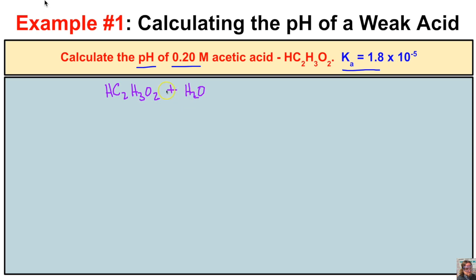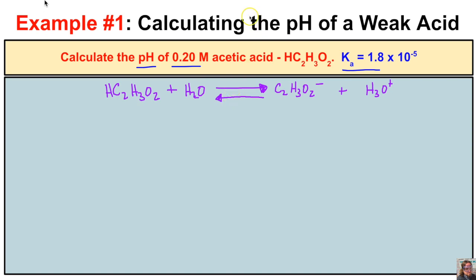We know that this is going to donate an H+ to our water, and this is going to produce C2H3O2- ions in solution, as well as H3O+ ions in solution. And because this is a weak acid, these two things are reacting with one another to produce these two things over here. So we have an equilibrium reaction that has taken place here.